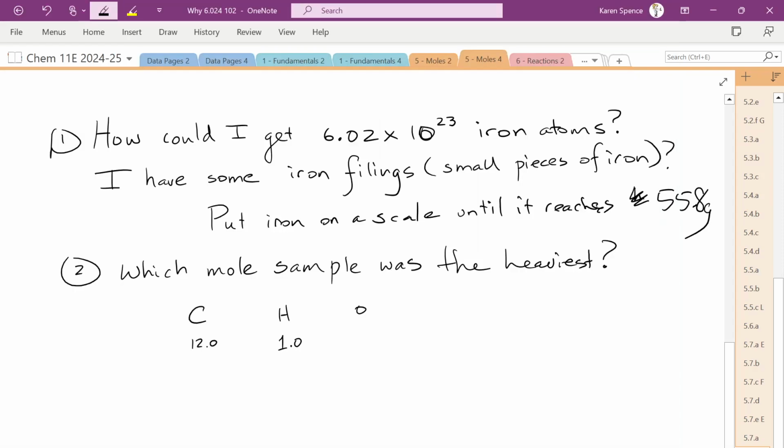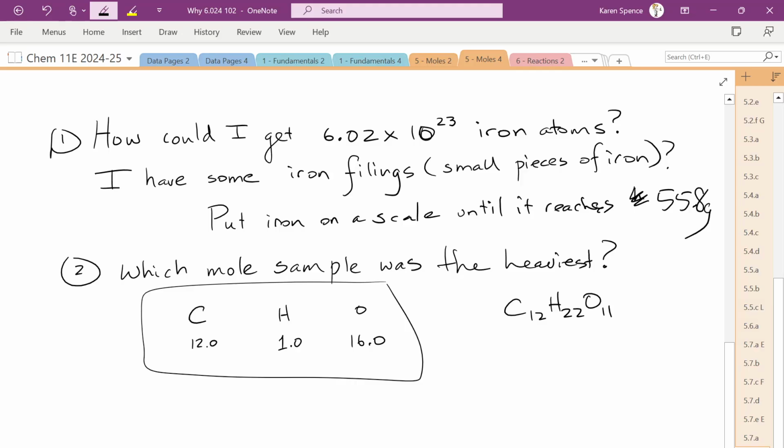Okay. Carbon has a mass of 12, hydrogen has a mass of 1, oxygen has a mass of 16, and sugar is C12H22O11. How can I have these light little elements weigh almost as much as lead, which is 207 point something? I think it's 0.9 or something like that. Yeah, because there's many of them.